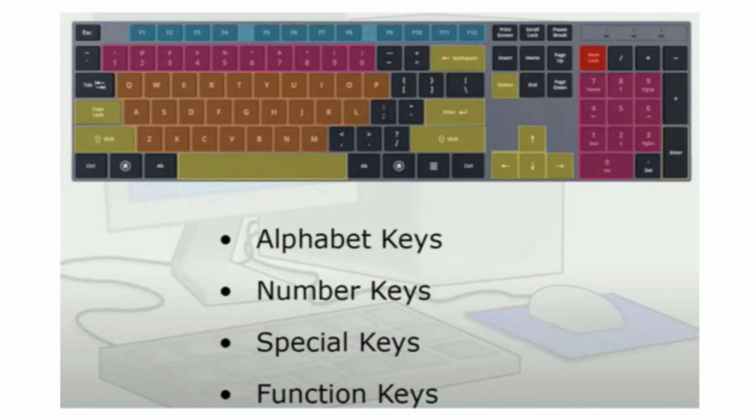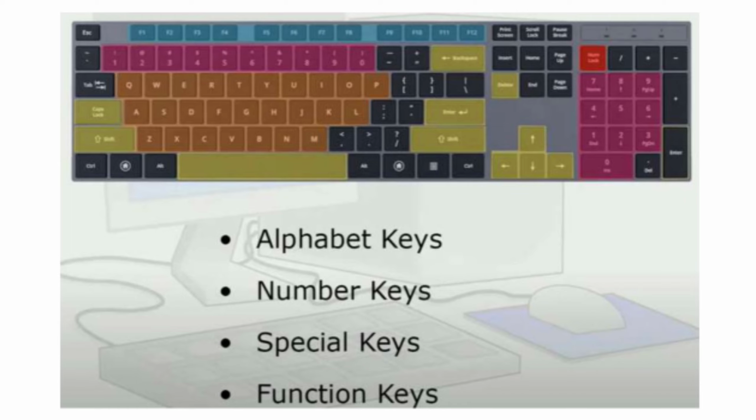Now students, it's time to know about different types of keys that are available on your keyboard. First one is alphabet keys, second one is number keys, third one is special keys, and fourth one is function keys. As you can see the picture of keyboard, they are shown in different types of color.